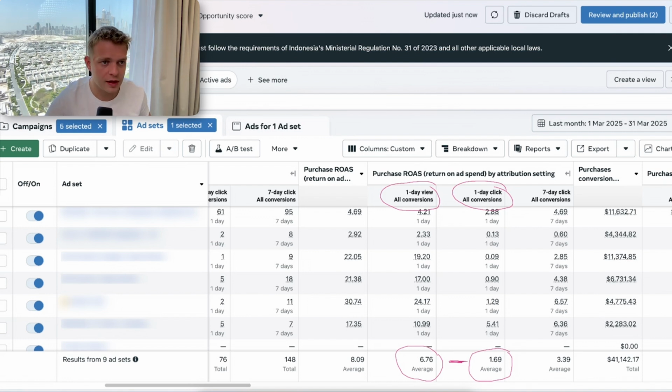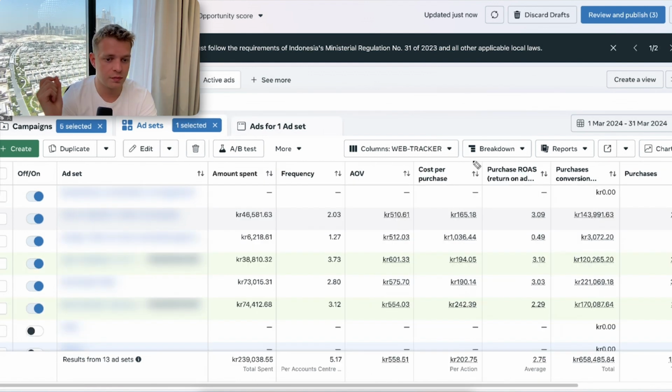So let me try and show you an example of what it looks like in an ad account that we have over the span of a year. We have really improved the 1-day click ROAS on. Okay, so this client right here is a client that we started working with about 1 year ago, around March, April actually. And this is their ad account state in March 2024. You can see they've spent about 240,000 crowns, and their frequency is at 5x. So this account was seeing a ROAS of 2.75.